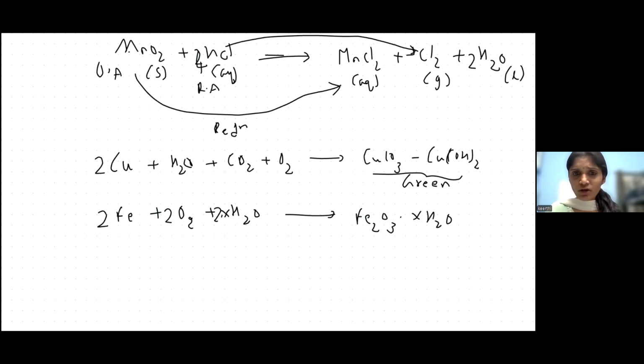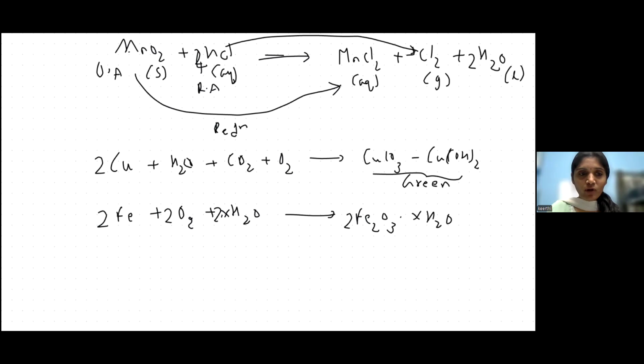Now what can I do here? I can put 2 Fe2O3 here. So how many will I get? 2 into 3, 6. So here 2 into 2, 4. 4 plus 2, 6. Okay, now this is fine. Now why am I putting X? Because I really don't know how many moles of water it gets associated with. That is the reason I'm putting X here.